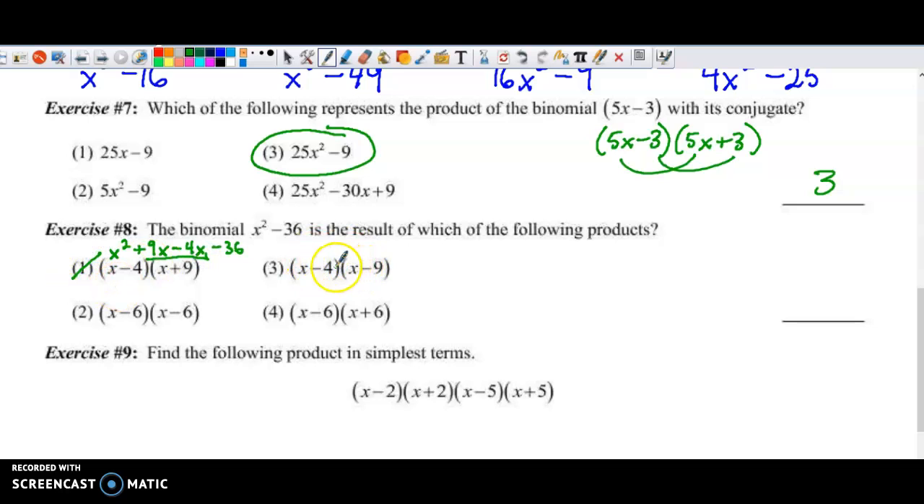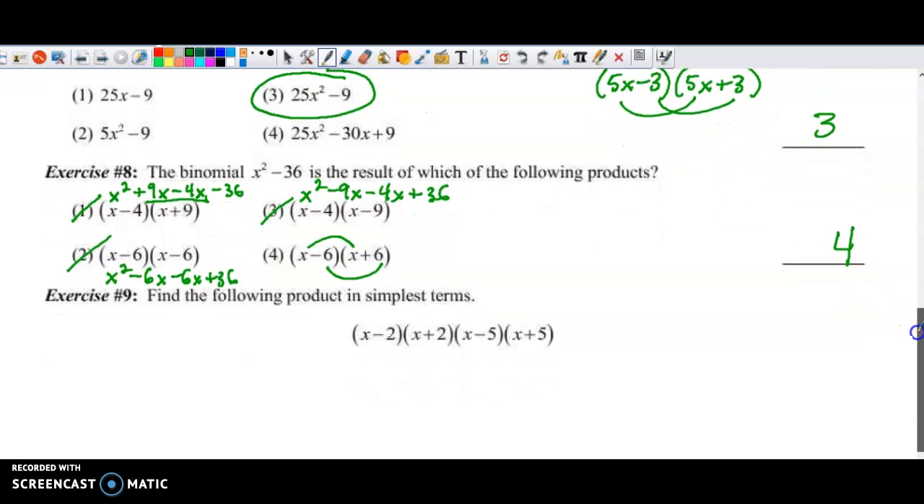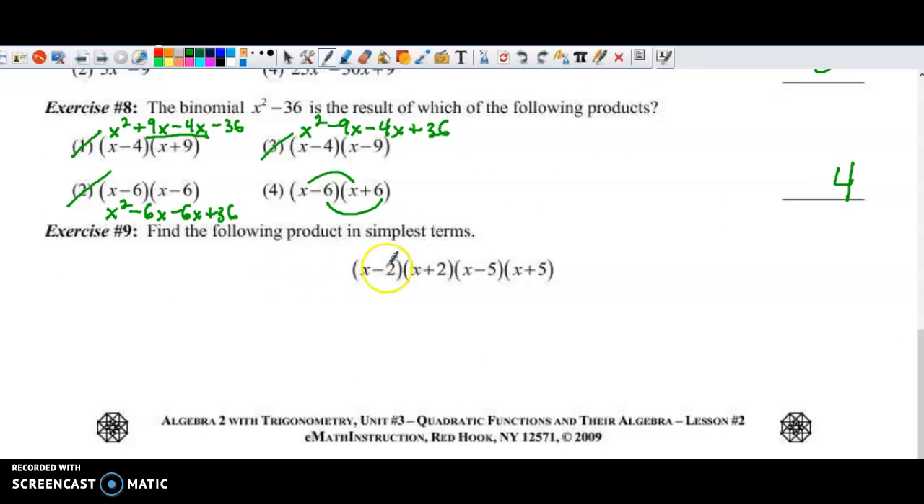I could do the same thing with the next one. Option 2, x squared would be minus 6x minus 6x. Did they cancel? I mean, you didn't even get negative 36 at the end, so that one's definitely wrong. Same thing with option 3. Nothing cancels. And negative 4 times negative 9 is positive 36. So that's a bad answer. So the answer must be 4. And you could double check. The outside and the inside will cancel. So that's what is going to help you do a problem where you have conjugates like this.